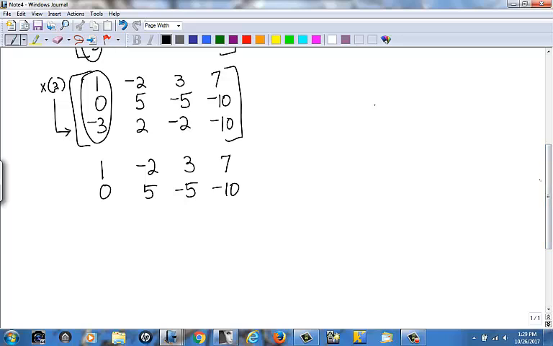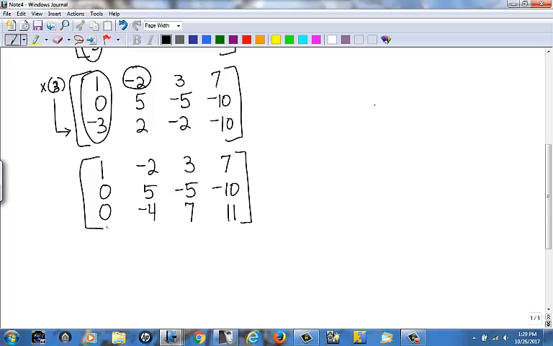Okay, so now multiply the top row by 3, so 3 times 1, 3 plus a -3, 0. Multiply top row by 3, -6 plus 2, -4. 3 times 3, 9 plus a -2, 7. 3 times 7, 21 and a -10, positive 11, positive 11.